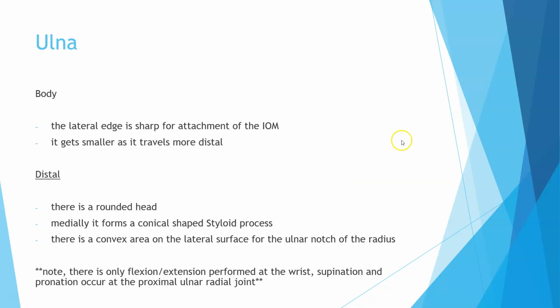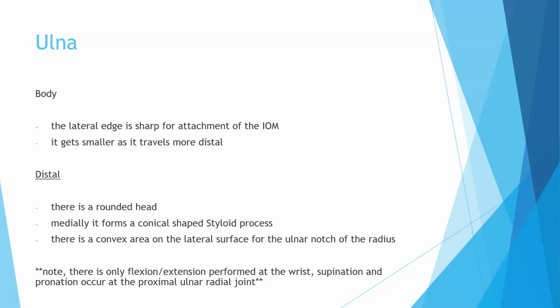The body: where the medial surface of the radius was sharp for the attachment of the interosseous membrane, the ulna too has an edge for the interosseous membrane, but it lies on its lateral portion. So the medial edge of the radius is for the attachment of the interosseous membrane, and the lateral edge of the ulna is also for the attachment of the interosseous membrane. Where the radius got larger as it traveled distally, the ulna actually gets smaller as it travels distally.